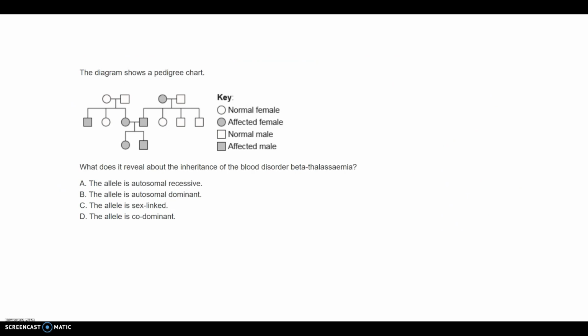We now look at this pedigree chart. This is simply asking for the pattern of inheritance here. We've got a pedigree chart here, and you can see that we've got a setup of unaffected parents having affected offspring, and so straight away that tells us that it must be an autosomal recessive trait.